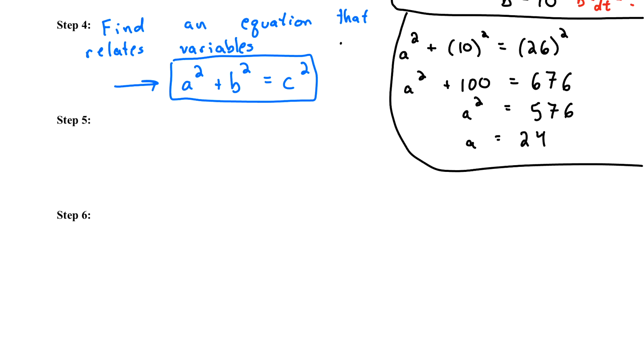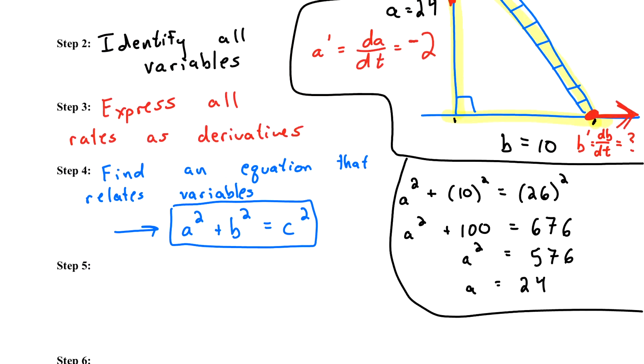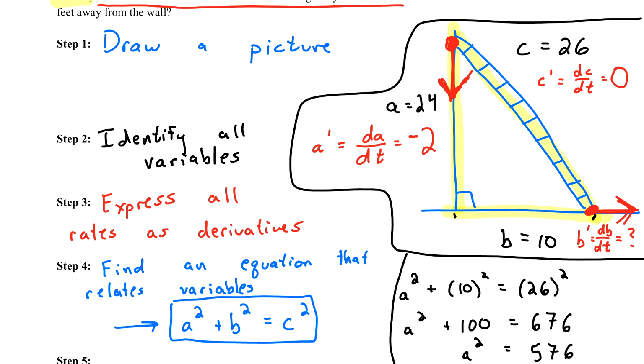We're going to finish up the example that we started in our last video by looking at the final two steps of our problem solving process here. So just to remember where we left off, we came up with the equation that relates all of our variables, which was a squared plus b squared equals c squared.